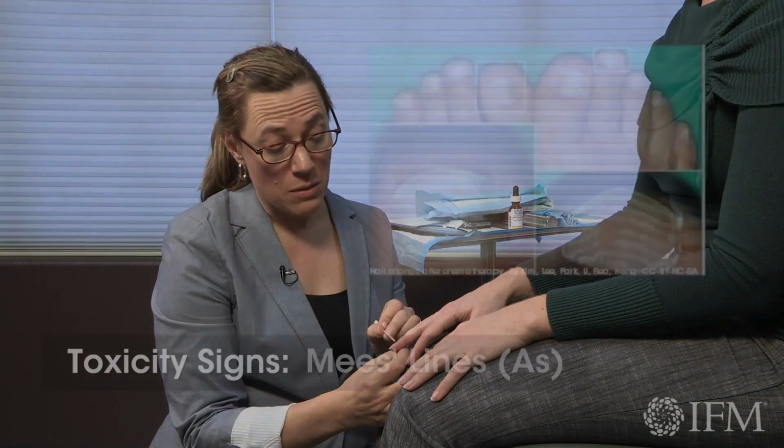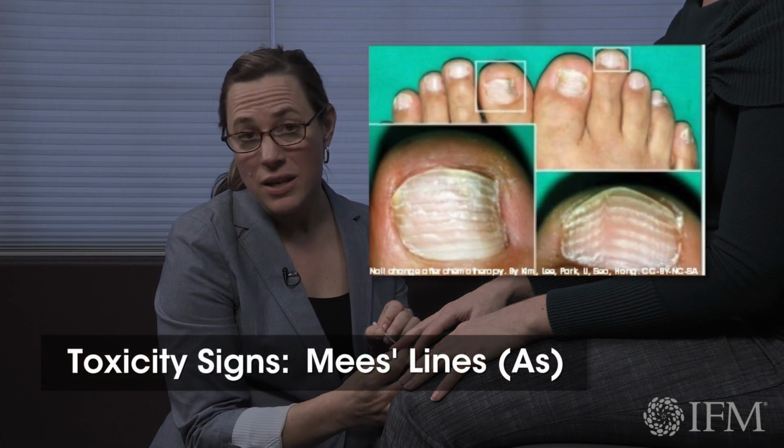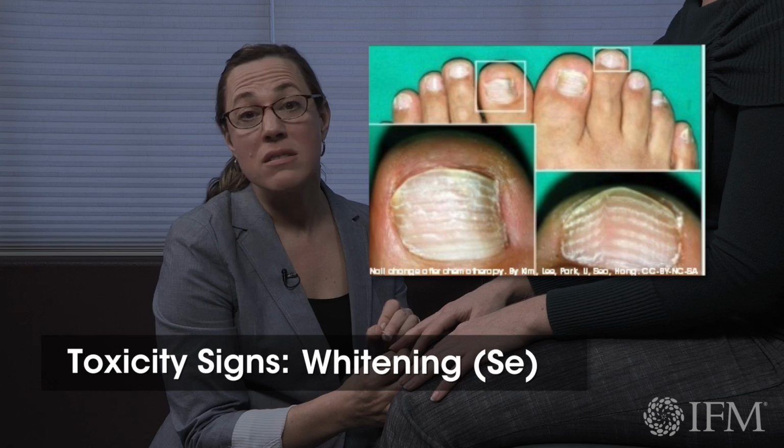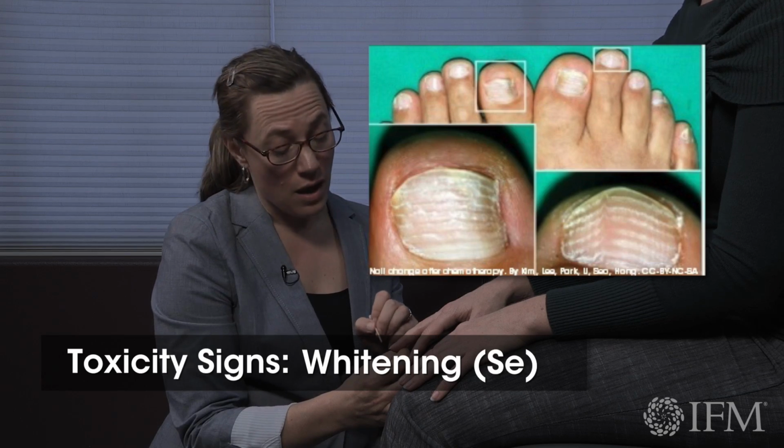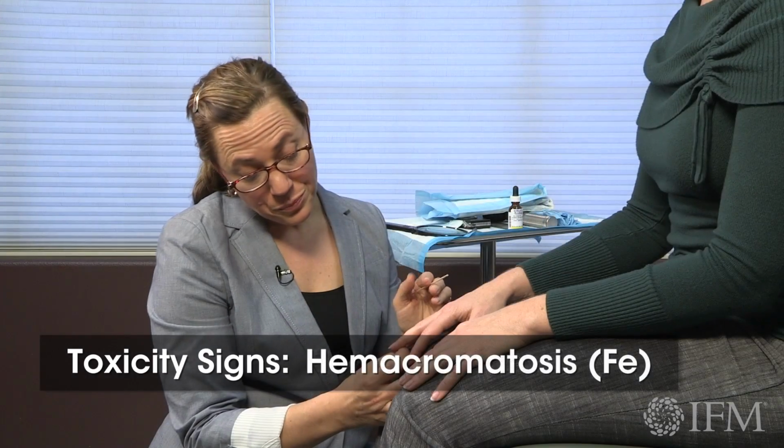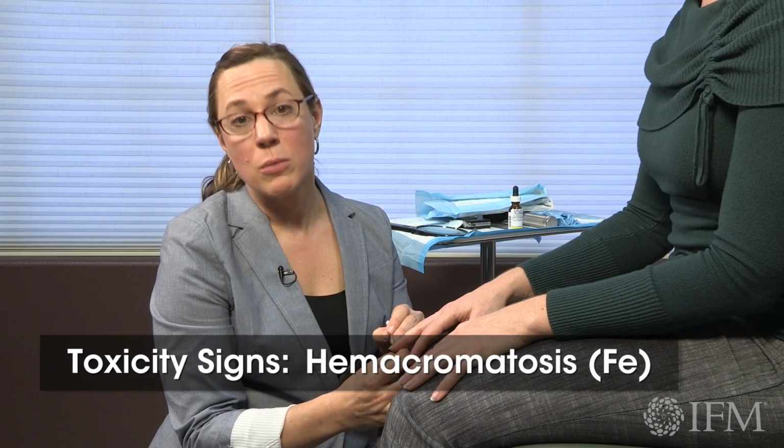Likewise, we can actually see toxicity of certain elements present in nail changes. So classically, we can see the Mees lines in arsenic toxicity. We can see the whitening in selenium toxicity. We can also see evidence of hemochromatosis or iron overload in nail changes.